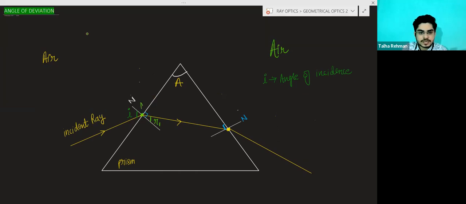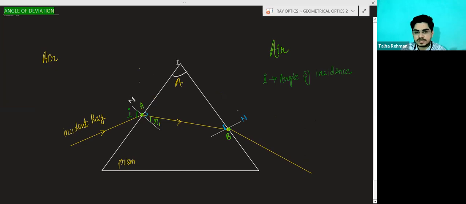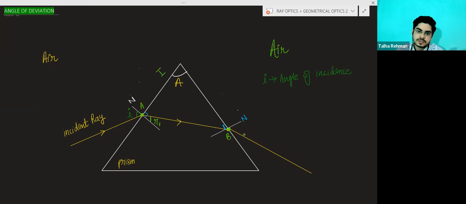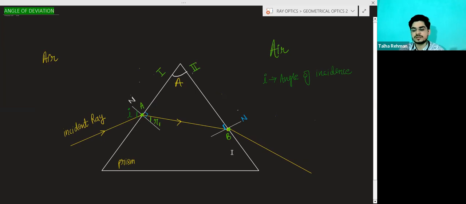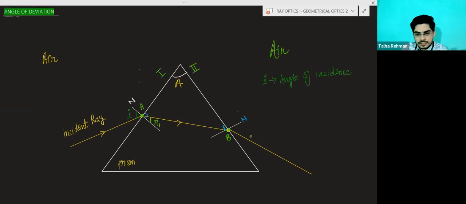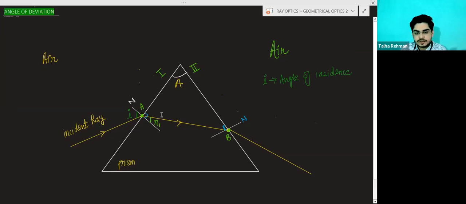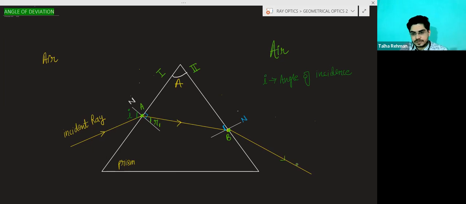So consider this point as A and this point as B. Okay. This is point A, and this is the first surface and this is the second surface. And this is the incident ray. This is the refracted ray. And for this surface, this is the incident ray and this is the refracted ray. And the final refracted ray is known as the emergent ray.